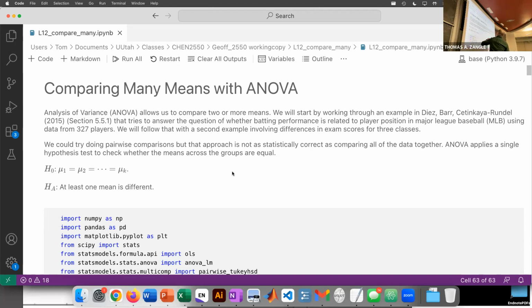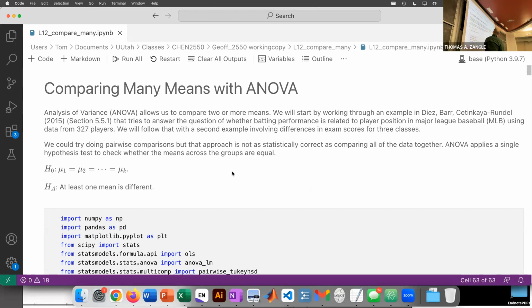And we're going to do this by going through a few examples, right? So the first example here has to do with whether or not batting performance is related to player position in Major League Baseball. And we have data from 327 players in a file that we're going to load in. So it's noted here, we could do pairwise comparisons, but it's not as statistically correct. In fact, it's a little bit overconfident in differences if we were to just do a bunch of pairwise comparisons. So we're going to start with ANOVA.